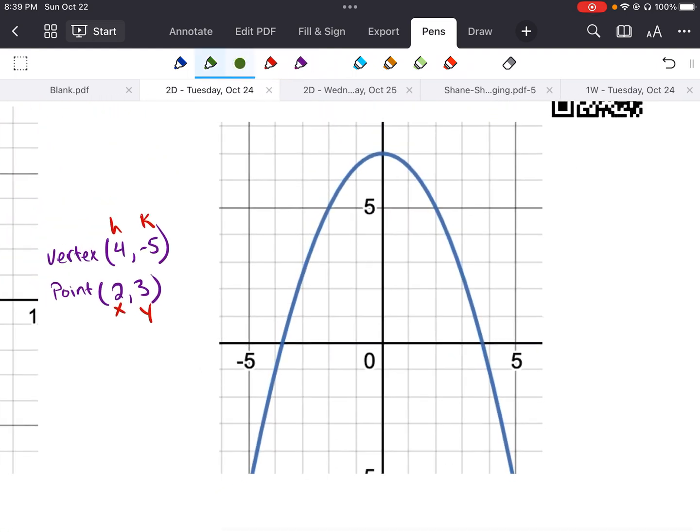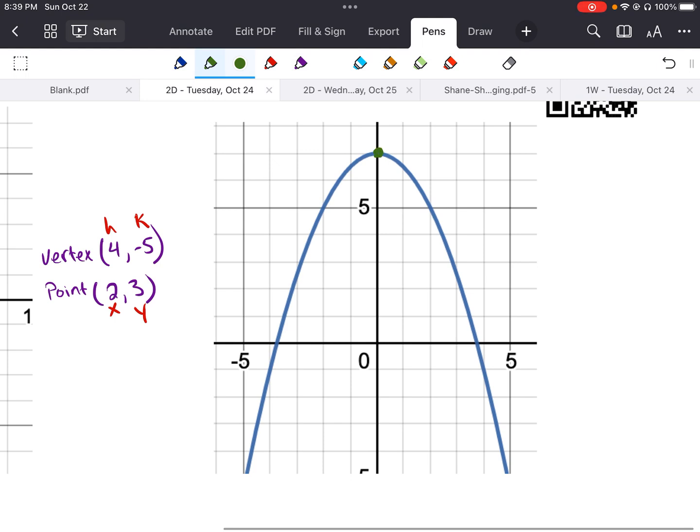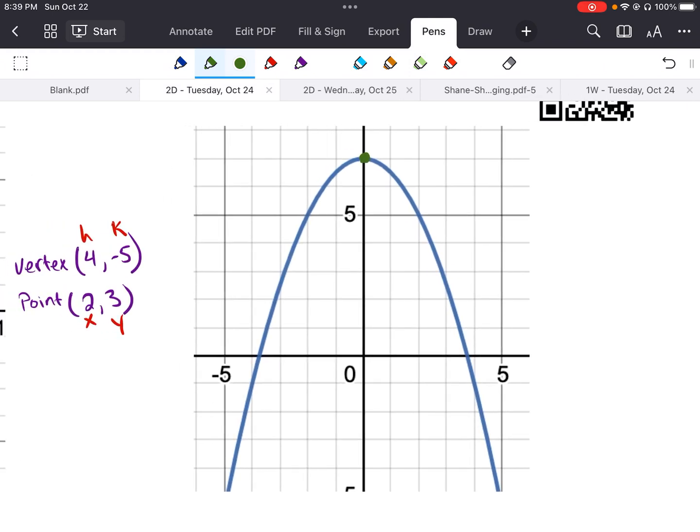Okay, another one. We clearly know the vertex, so let's use it because both x-intercepts are decimals. So we have a vertex of 0, 7, and we have a point. Okay, any point that's clear. Let's go right here at 2, 5. Good. And we have an h, a k, an x, and a y. And our equation.